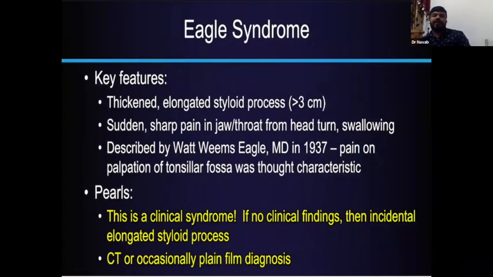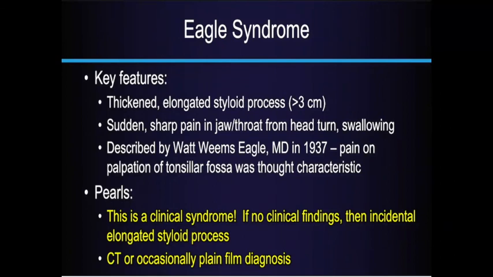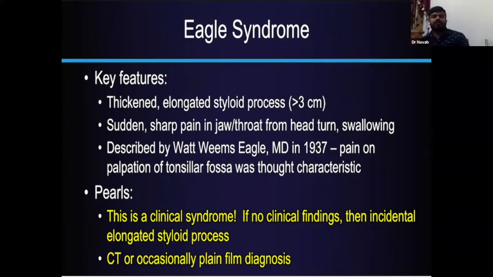So Eagle syndrome, thickened and elongated styloid process. What is the presentation? It will be sharp pain, right? What is the cutoff? We are taking around 3 centimeters as the cutoff. Okay, thank you.